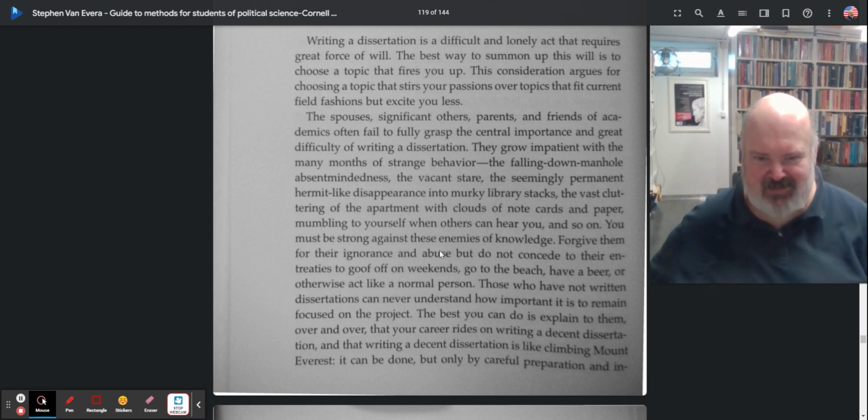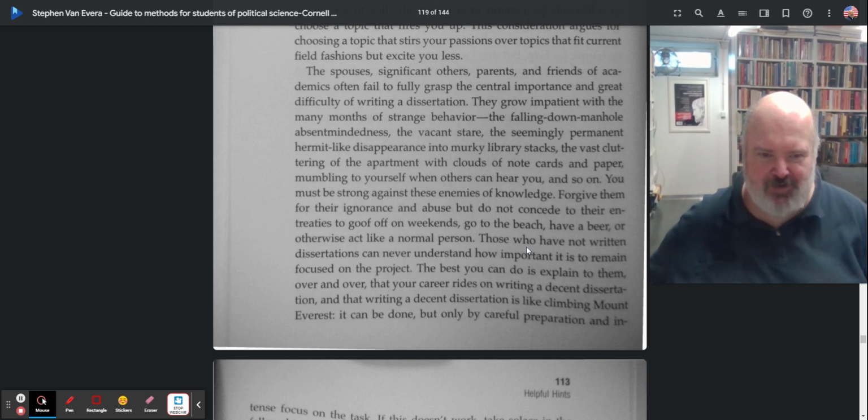You must be strong against these enemies of knowledge. Forgive them their ignorance and abuse, but do not concede to their entreaties to goof off on the weekend, go to the beach, have a beer, or otherwise act like a normal person. Those who have not written a dissertation can never understand how important it is to remain focused on the project.